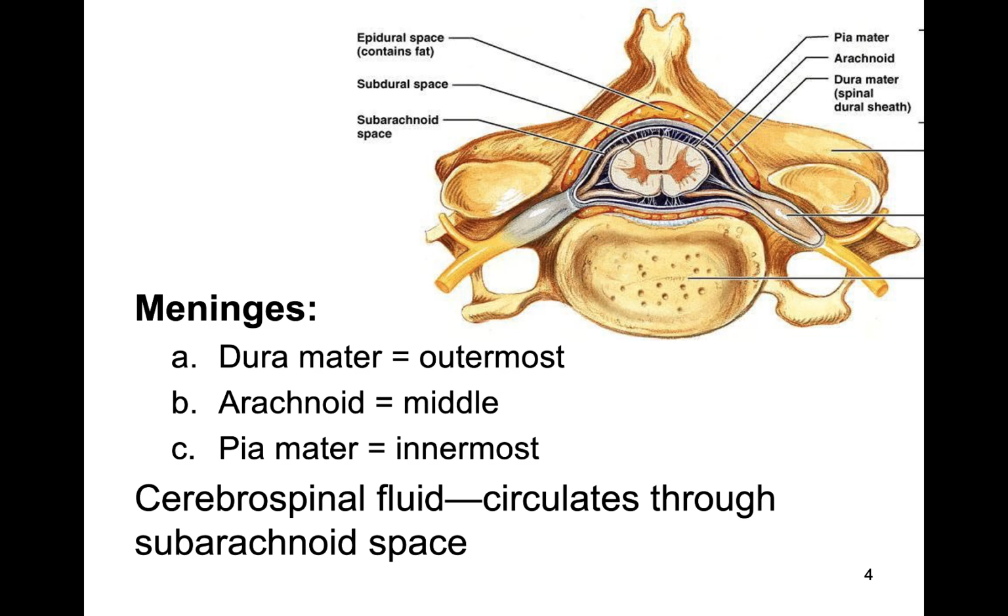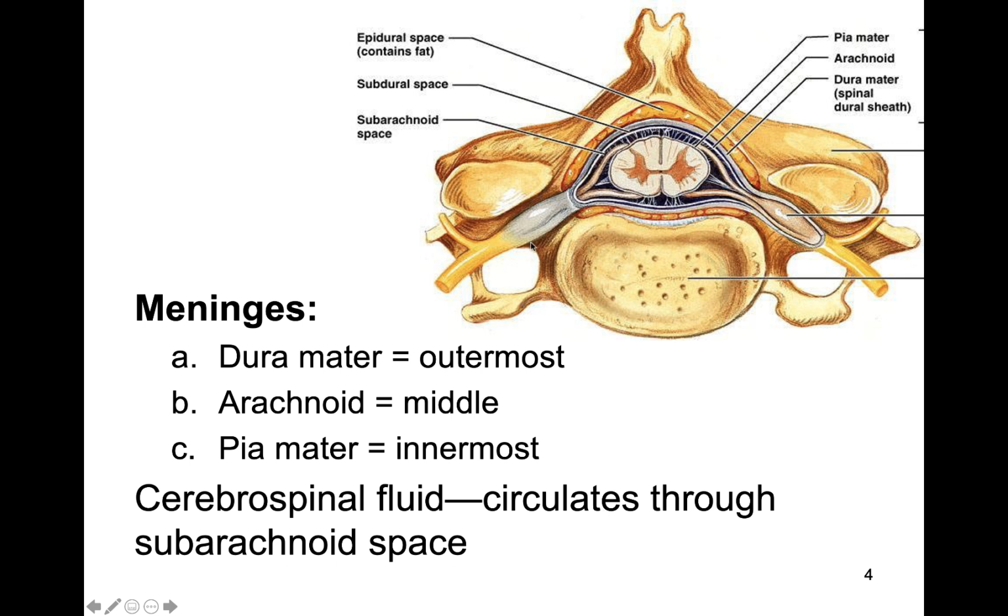Okay, so the brain and spinal cord are surrounded by three meninges. The outermost layer is called dura mater, or tough mother, and then there is the arachnoid in the middle, which looks like a spider web. Pia mater is the innermost layer, also known as soft mother. And there is cerebrospinal fluid that's going to circulate through the subarachnoid space. So let's look at that.